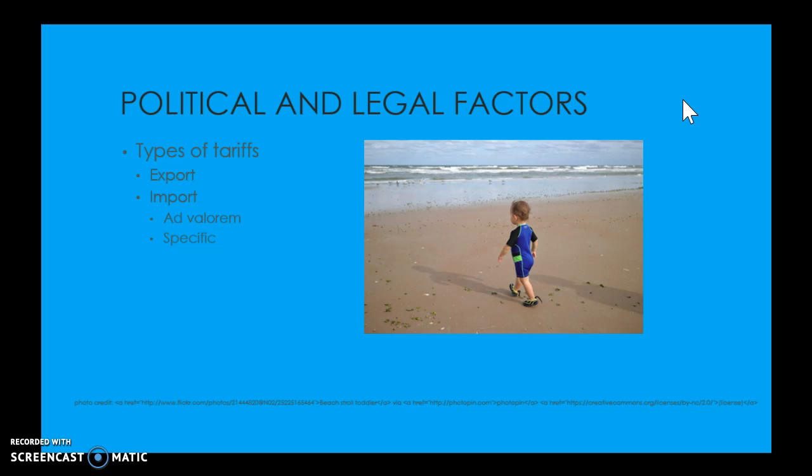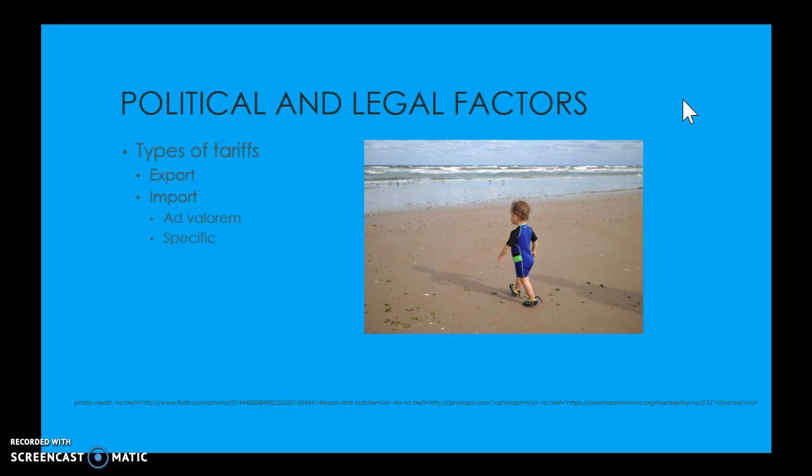An import tariff, which is by far the most common, is a tax placed on products coming into the country. As you may recall in Chapter 3, one of the examples we had was a shorty wetsuit, and you can see in the picture that shorty wetsuit on a cute shorty. I said at that time that there was what's called an ad valorem tariff placed on the shorty wetsuit. An ad valorem tariff, if I recall correctly, was about 7%, a tax on the value of that product. So 7% of the cost of that wetsuit is added on top of it.